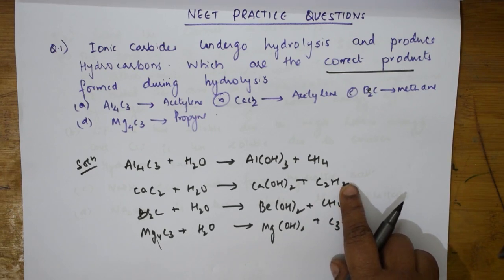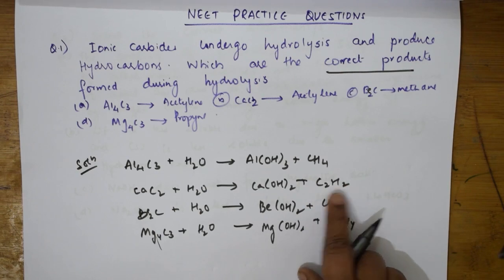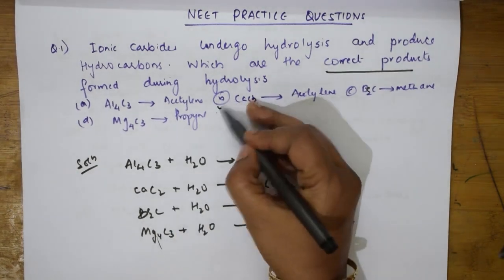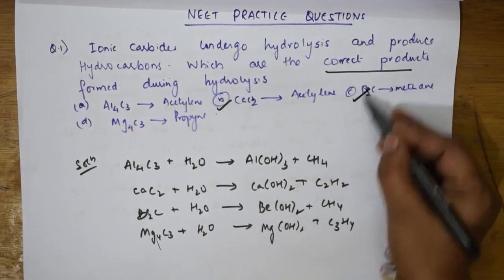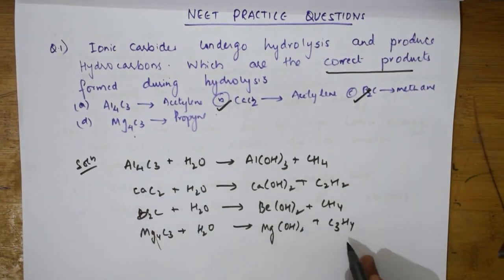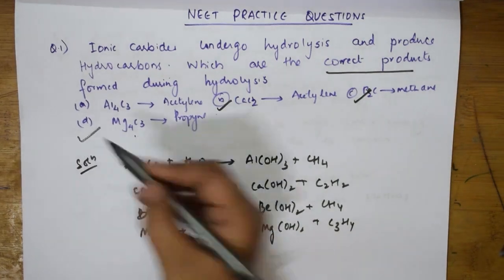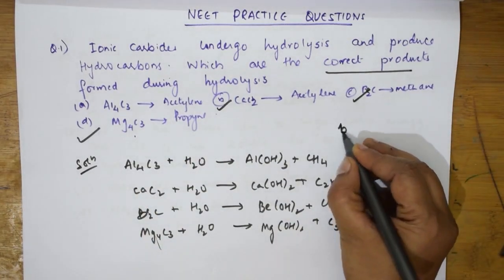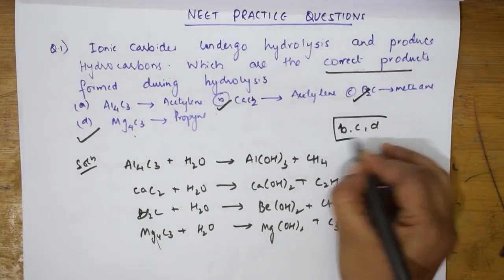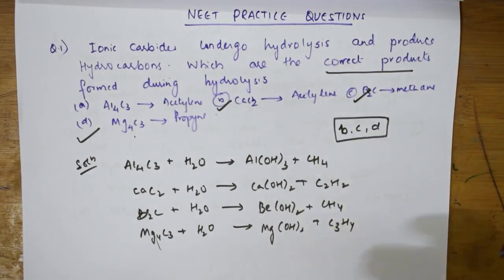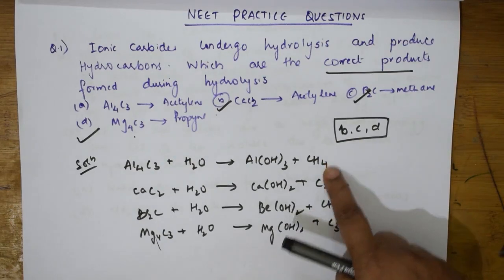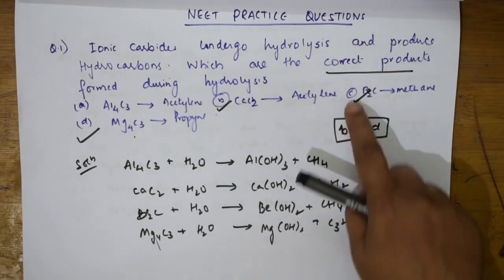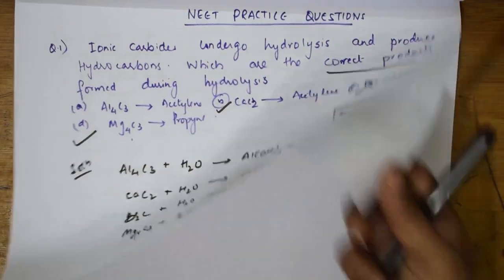I said there may be two or three options. So calcium carbide giving acetylene is a correct option. Beryllium carbide on hydrolysis gives methane, this is also correct. Magnesium carbide giving propyne is also correct. So the options are B, C, D. All three are right in this case. There may be some questions where three options are right, but you should be careful with these reactions. You need to memorize these reactions, then only you can apply them. So let us come back and see the next question.